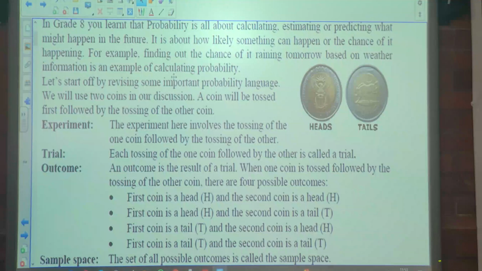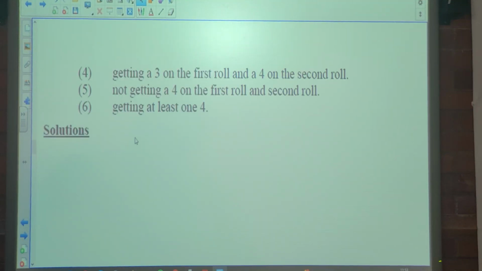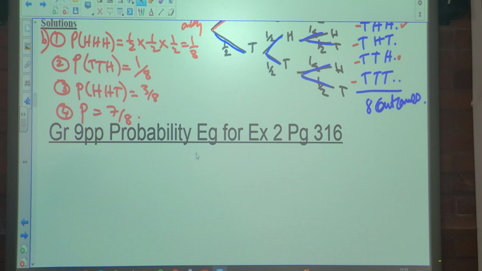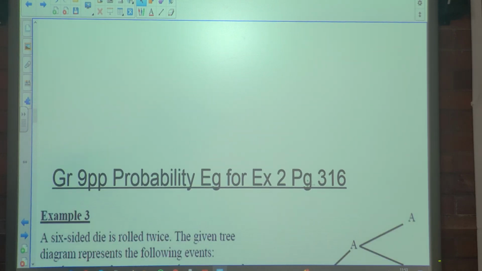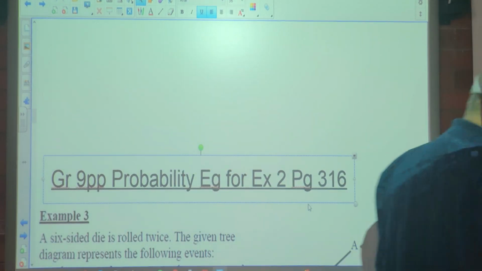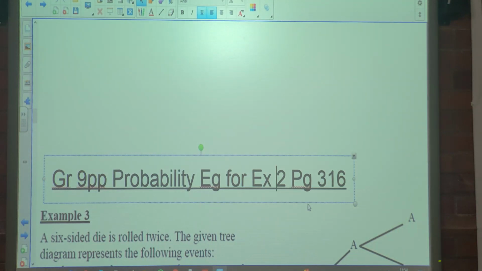The probability, the examples for exercise 3 on page 300 and what? This is grade 9, so don't do it like... Okay, exercise 3, which is on page 317. The exercise on page 317. Okay.